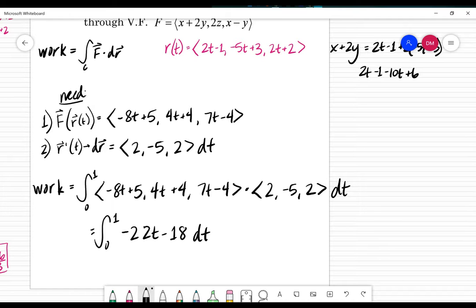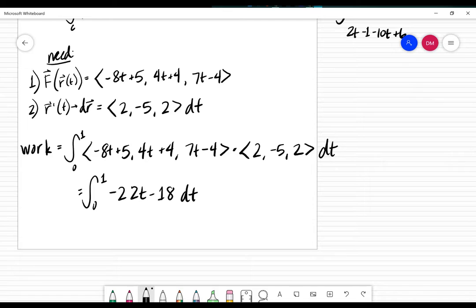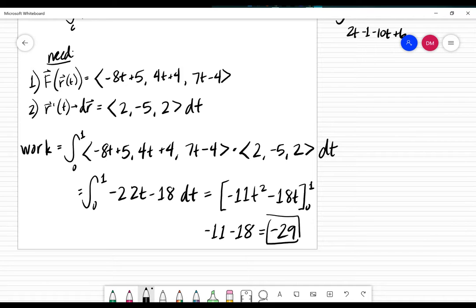And that's my integrand. And we haven't integrated any of this because I've said all along, I trust that you can integrate this, and I do. But let's just go ahead and work through this. And essentially what we get, evaluating it from 0 to 1, is we get negative 11 minus 18, and that gives us negative 29. So that is the work done through the vector field if we follow that path.